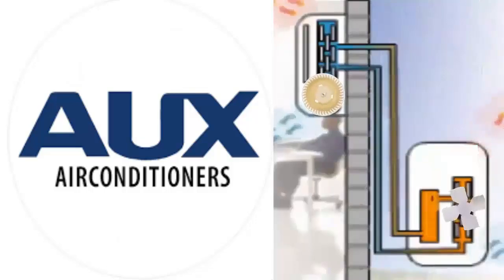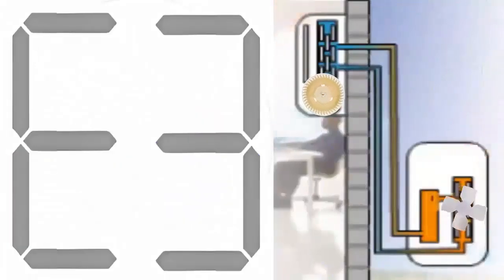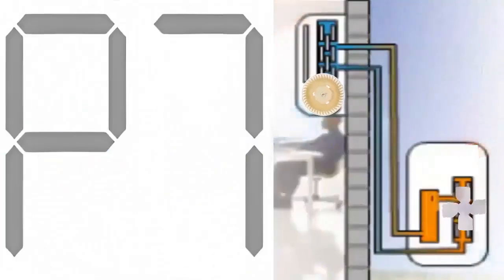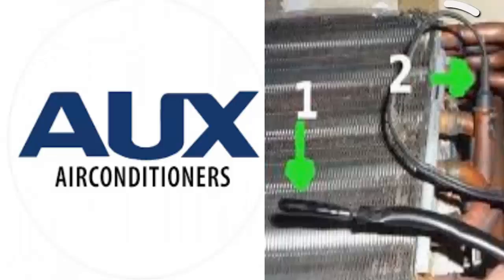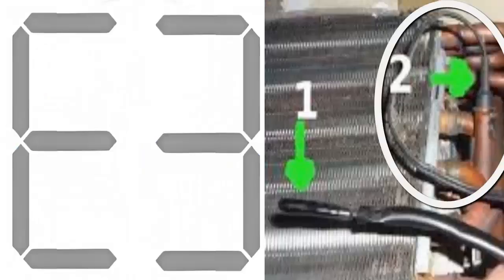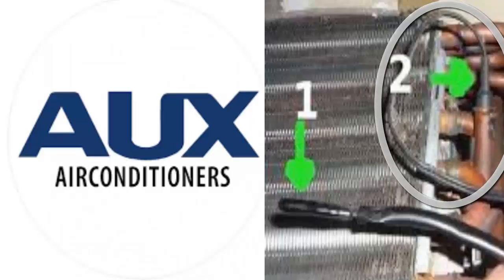Error codes E3 and P7. These refer to the pipe temperature sensor of the indoor unit, also known as the well sensor, which measures the refrigerant temperature within the evaporator to prevent freezing in this area.